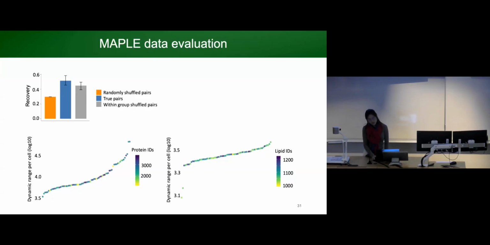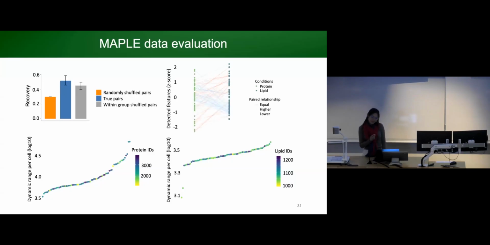Then, because we're getting protein and lipid from the exact same cell, I wanted to see if having more protein from one cell means that you get more lipids from the same cell, which doesn't seem to be the case at all in this case. There's no correlations at all.